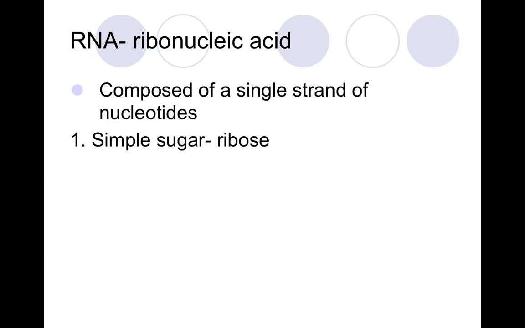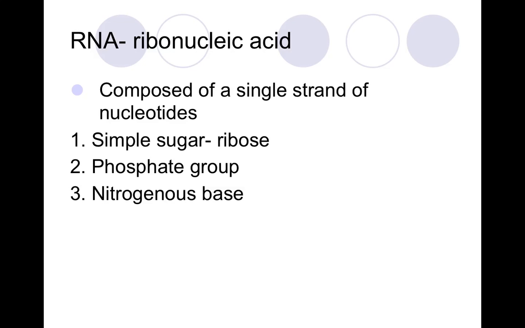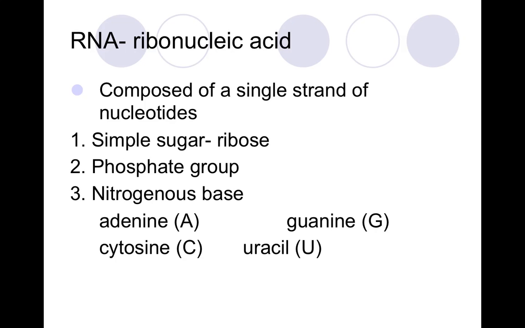It is made of three parts again. A simple sugar, which is ribose here. That's where the R comes from, not deoxyribose, but ribose. Again, it is made up of a phosphate group and a nitrogenous base, just like DNA. The difference is the simple sugar. The bases here are different, though. It can be adenine, guanine, cytosine, and uracil. So uracil replaces the thymine.